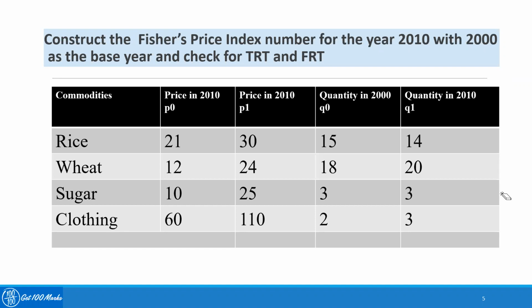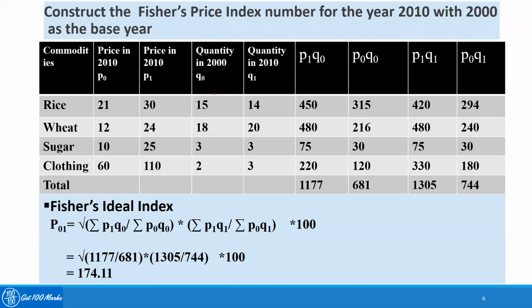Construct the Fisher's price index number for the year 2010 with 2000 as the base year and check for TRT and FRT. As you know, the price in 2000 is P0, the price in 2010 is P1, the quantity in 2000 is Q0, and the quantity in 2010 is Q1. Okay, now let's do that.